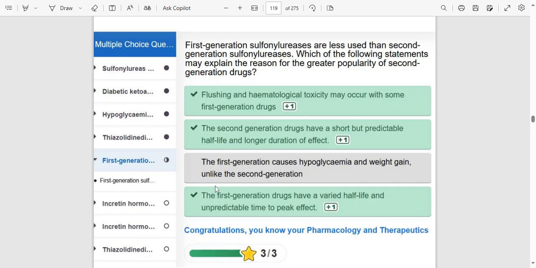So this statement is not true. I will still ask why. Is anyone able to comment on why this statement is not correct? The first generation caused hypoglycemia and weight gain, unlike the second generation. Anyone that wants to comment, why do you think this statement is not true?